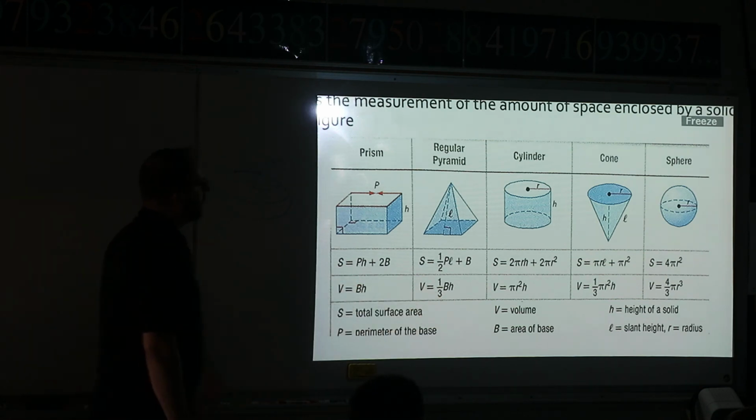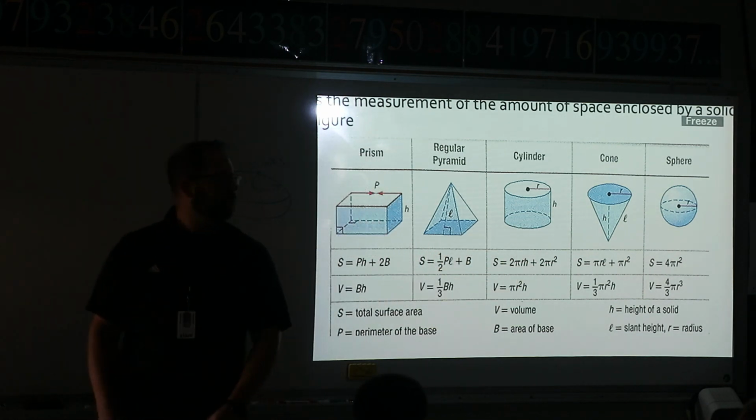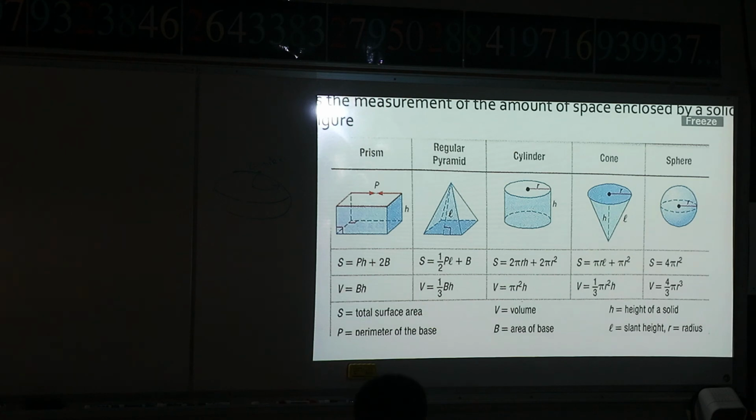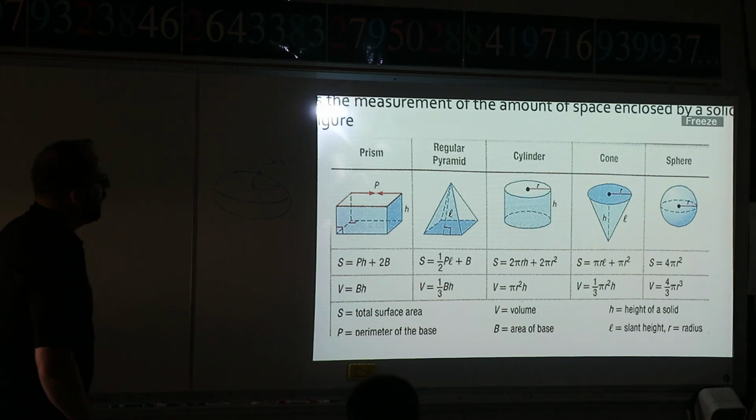And if you notice the ones with pyramids and cones, they have really weird formulas because they taper off. They're not a solid object, they have tapers, so they have to have fractions out front. Same with a sphere, it rounds off, so you have to have a fraction out front to account for all the missing numbers as it rounds off. But these are the formulas. S is surface area, V is volume. I'd like you to write those down.